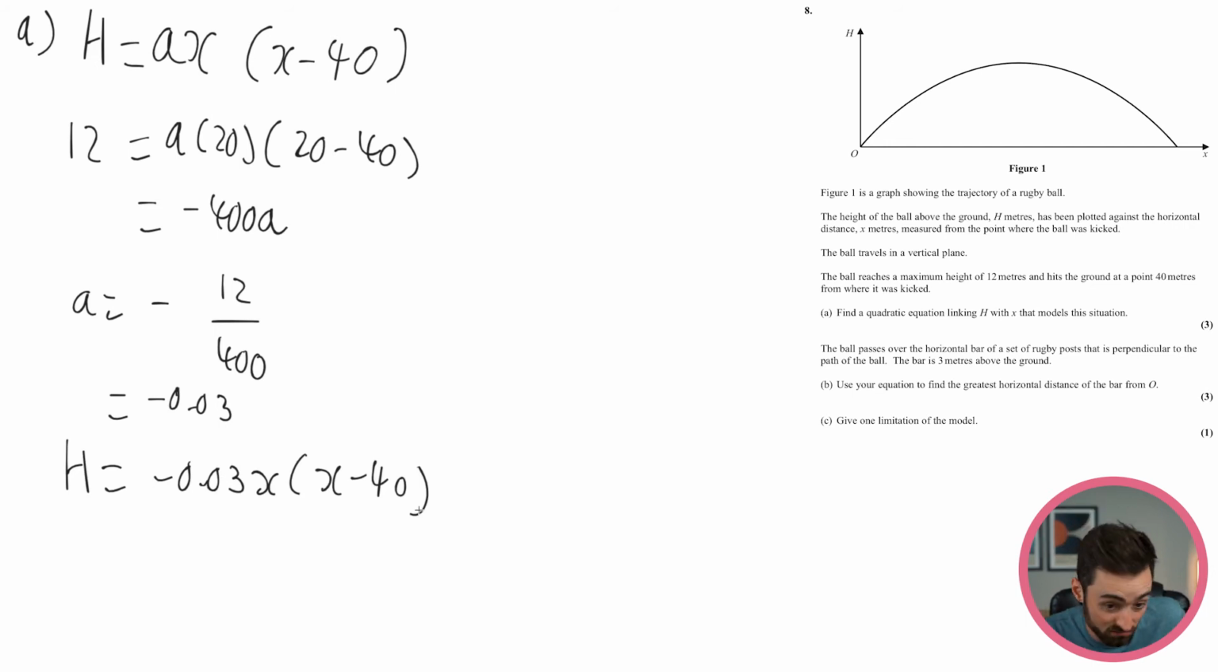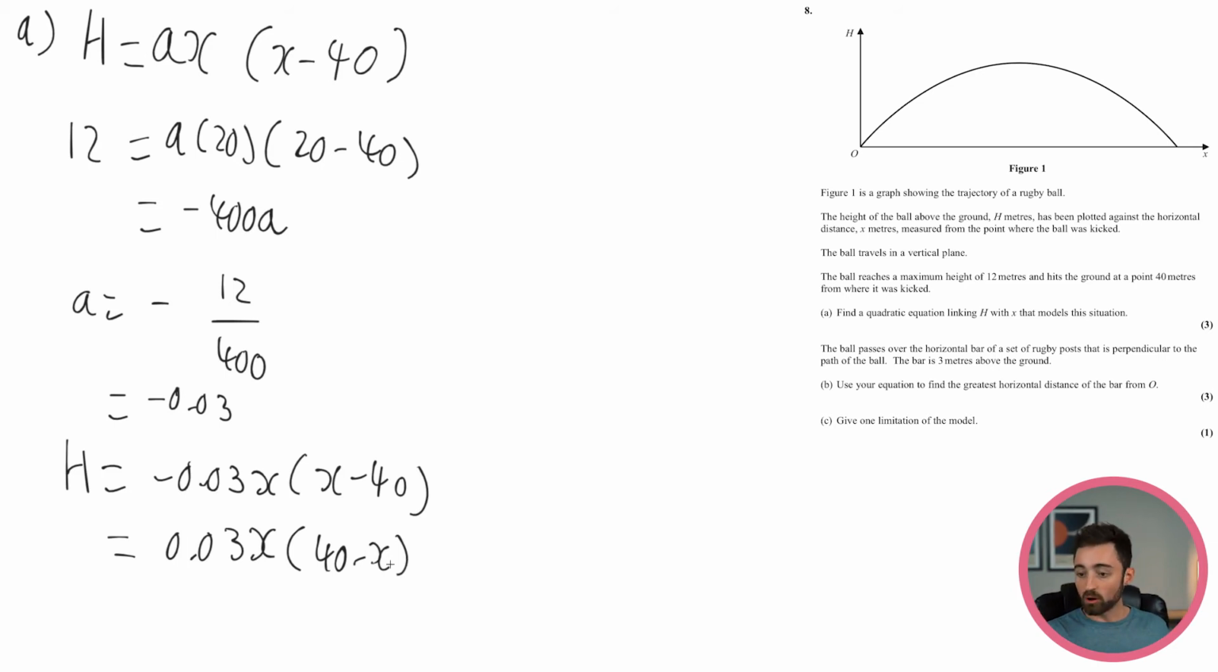Now, if you want, you don't need to, but if you want, this negative might annoy you a bit. What I can do is absorb this negative into this bracket here. So if I times this bit by minus 1 to just get 0.03x, and then I times this by minus 1, so these minus 1s are essentially cancelling and I'm not affecting the value of the whole thing. So instead of x minus 40, I just have 40 minus x. You don't need to do that, it's optional.